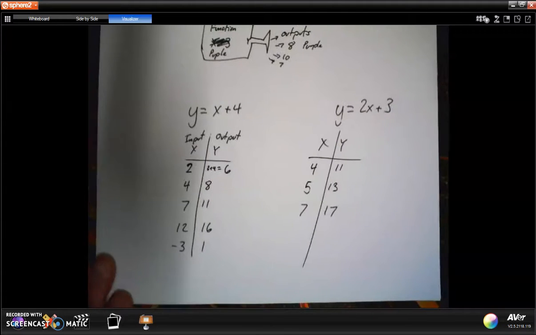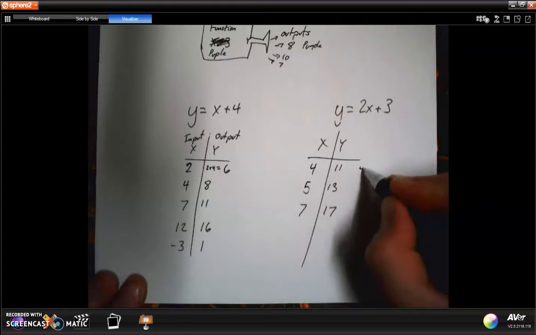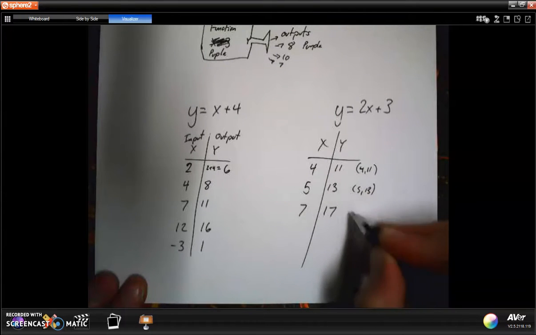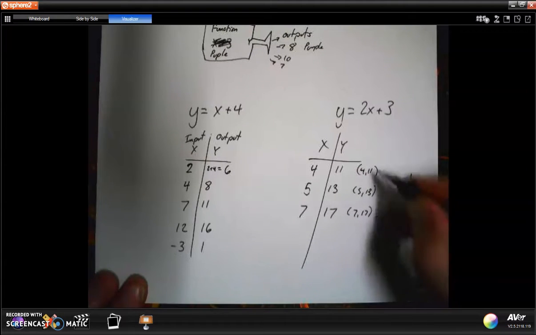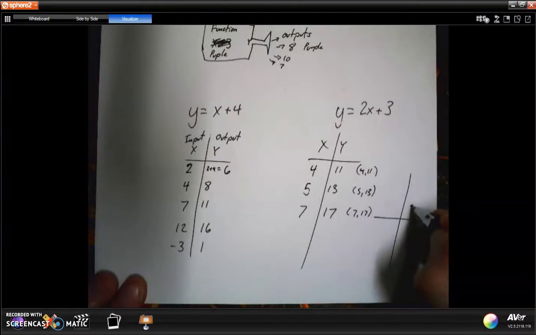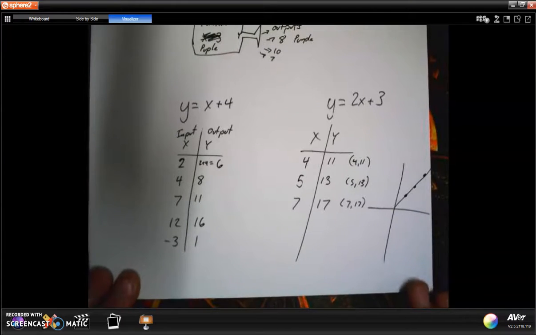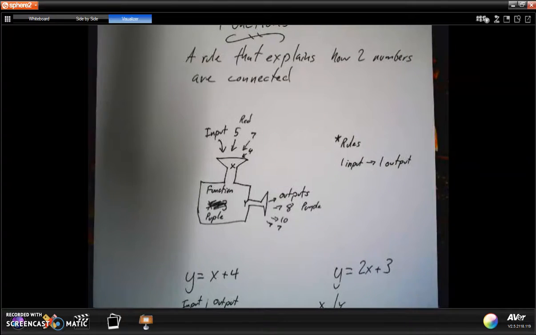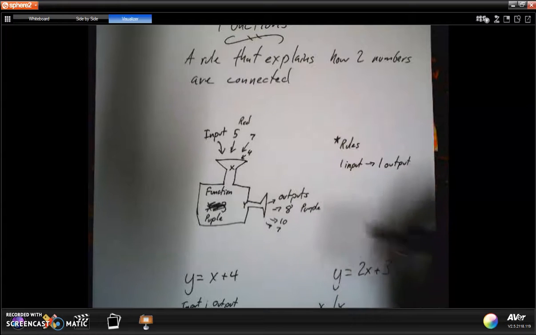Okay? Now what we're going to do with these functions later is these are actually points, like the point 4, 11, and the point 5, 13, and the point 7, 17. And we're going to take graphs, and we're going to graph these, 4, 11, and 5, 13, and 7, 17. And we're going to look at what functions look like on a graph. But for now, let's just stick to here. That's what functions are. They just explain to us how two numbers are connected to one another by a rule given.